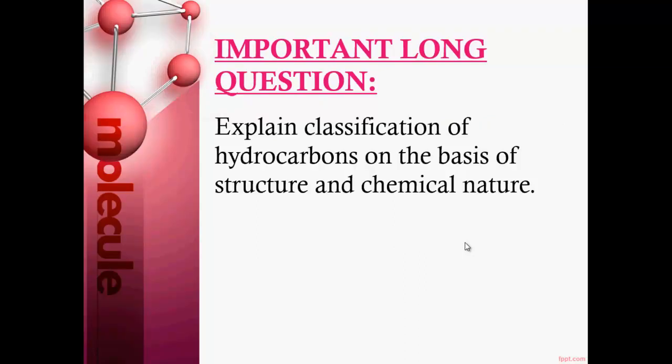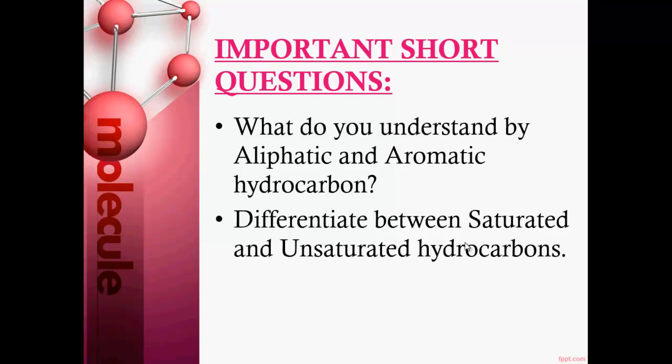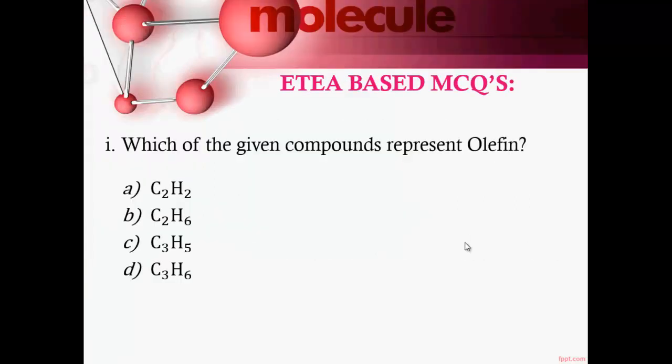Now, important short questions and long questions from this hydrocarbon portion. First we will discuss the long question: explain the classification of hydrocarbons on the basis of structure and chemical nature. This is one of the important long questions. Now, short questions. What do you understand by aliphatic and aromatic hydrocarbons? Second, differentiate between saturated and unsaturated hydrocarbons. Now proceed towards important MCQs which are based on BISE exams as well as ETA.